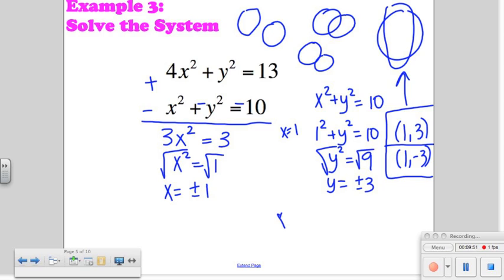I have to do the same thing with the -1. Again, when I subtract positive 1, I get y squared equals 9. So we get the same thing, plus or minus 3.